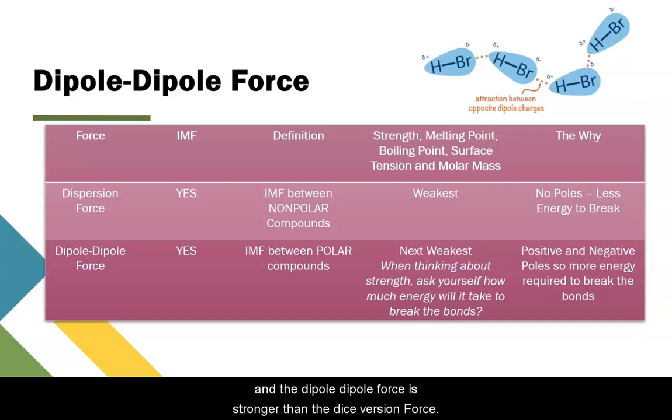And the dipole-dipole force is stronger than the dispersion force because they have positive and negative poles that are attracted to each other. So it's going to require more energy to break these bonds. And yes, the negative pole is attracted to the positive pole on the other one. So it's very much like magnets holding each other together, but not as strong as ionic.